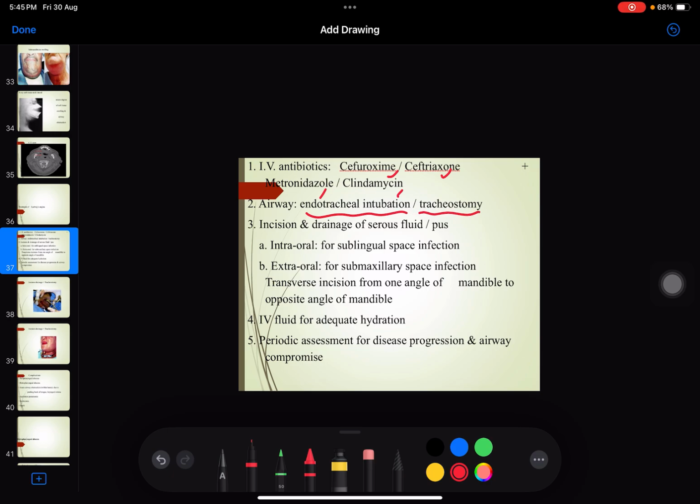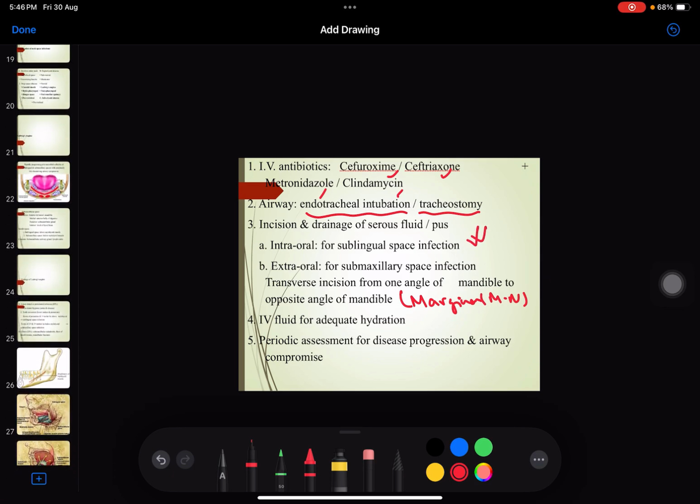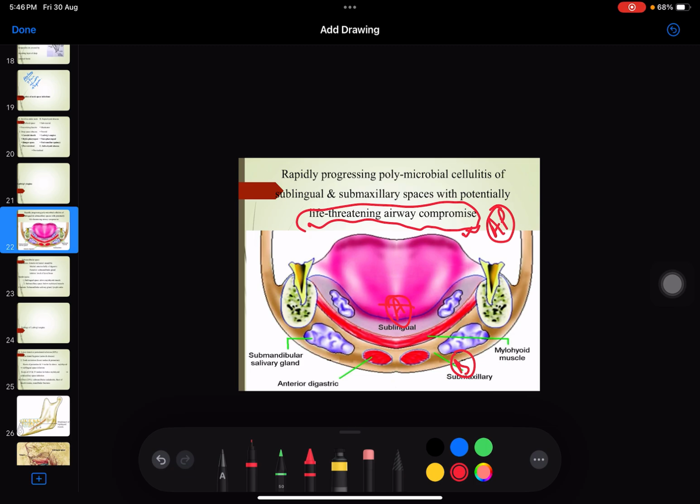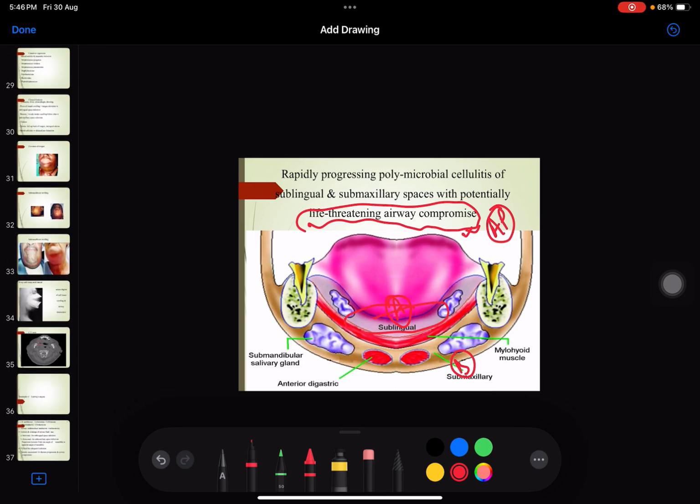Incision and drainage, if it's an extraoral approach, from one angle of the mandible to the other angle, 2 to 3 centimeters down. Why? Because if we don't go 2 to 3 centimeters down, there is a high chance of damage to the marginal mandibular nerve. Okay, marginal mandibular nerve. Intraoral approach is for sublingual space infection. I already showed you in this diagram that this is the sublingual space, and if it's just a sublingual infection, you can go for an intraoral approach.